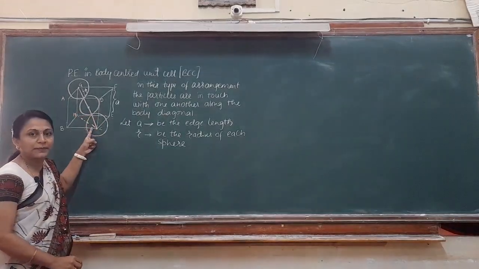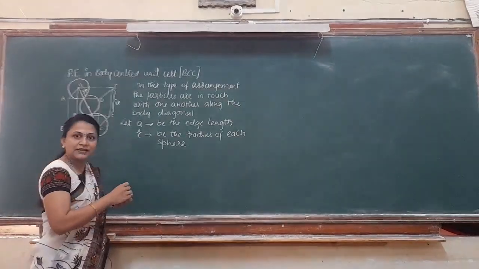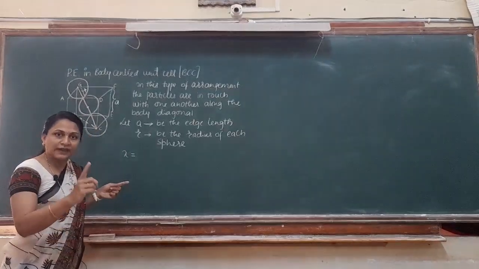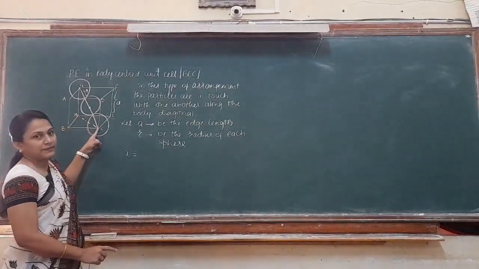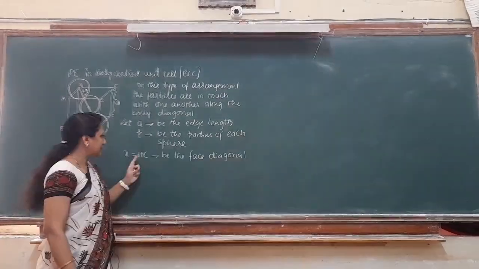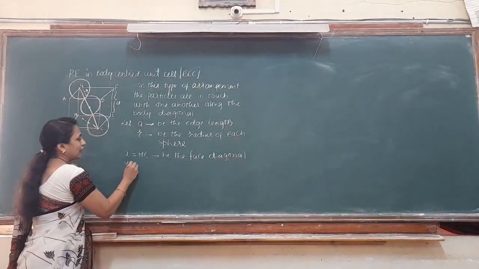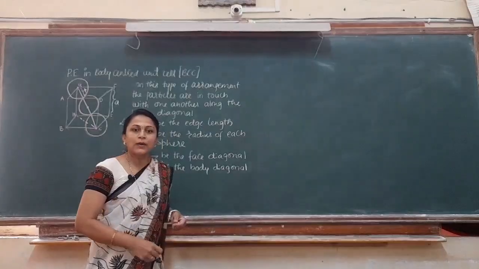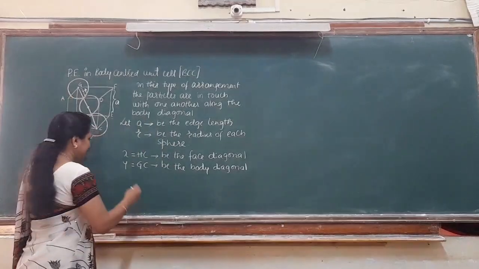So this represents the face diagonal. Let this face diagonal be X. What is X here? It is the face diagonal, HC, the one below. X is the face diagonal and Y is the body diagonal. What is the body diagonal here? It is GC. Now consider this triangle GHC.